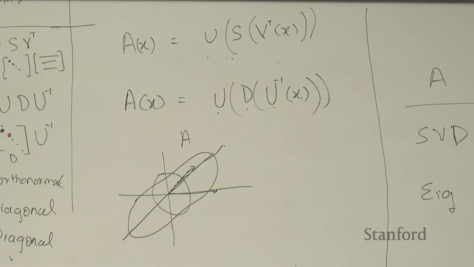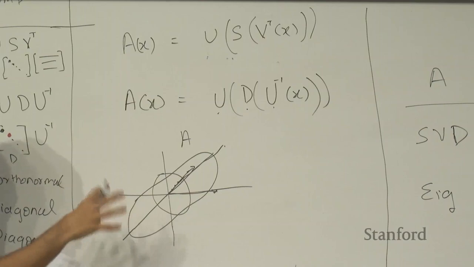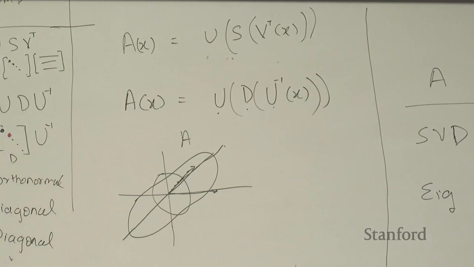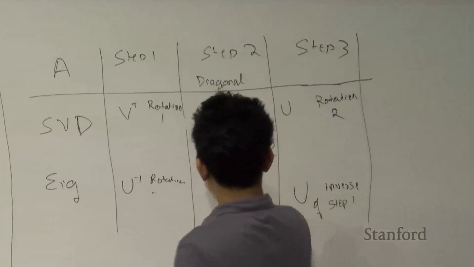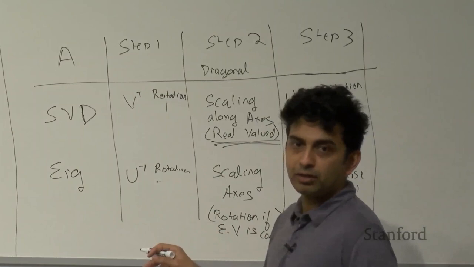Now, for singular value decomposition, there are no eigenvectors. There are singular vectors, but the interpretation is not as easy because you're effectively rotating by some amount, scaling along the axes, and not undoing the rotation, but just rotating by a different amount, by U instead of V inverse. The benefit of SVD is that you always get real singular values, but with eigenvalues, you require the matrix to be square and symmetric to get real eigenvalues.